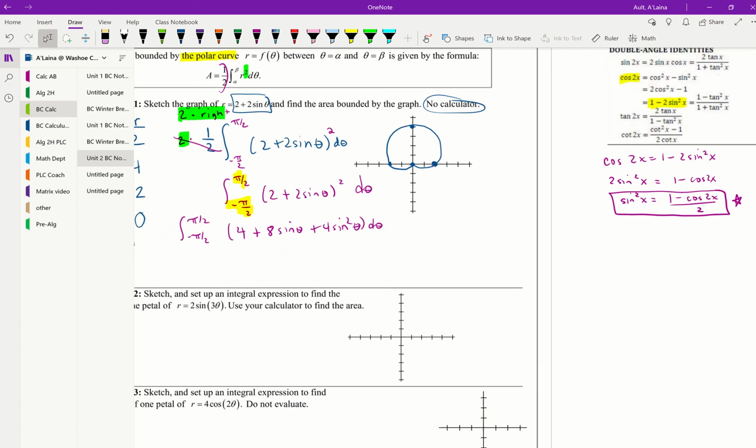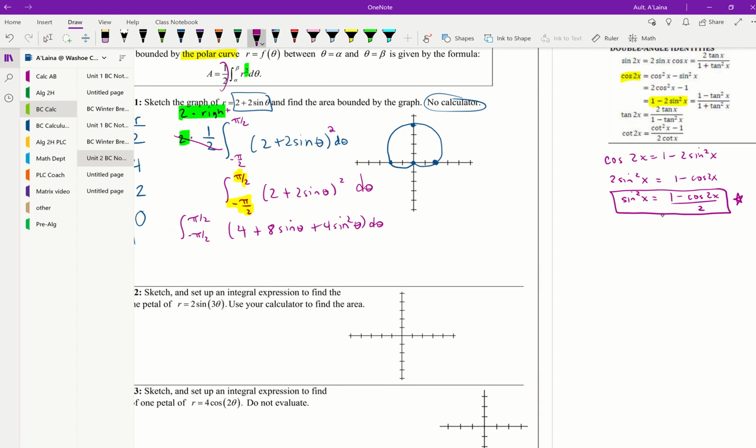So what I'm going to do is replace sine squared with 1 minus the cosine of 2x all divided by 2. So I've got the definite integral from negative pi over 2 to pi over 2 of 4 plus 8 sine of theta plus, now I'm doing 4 times all of this. Well, 4 times that 2 on the denominator would be 2, and I'll distribute it into the numerator: 2 minus 2 cosine of 2 theta, d theta.